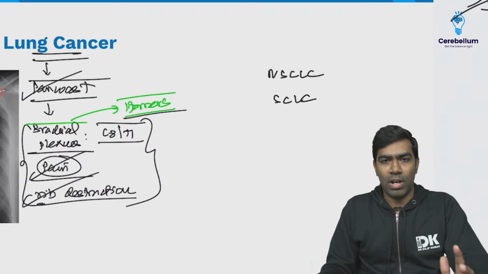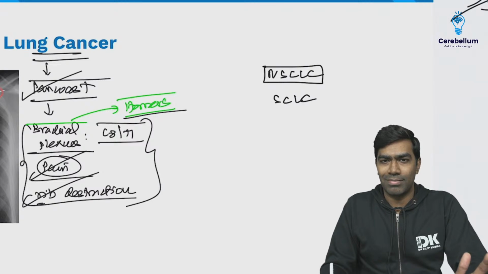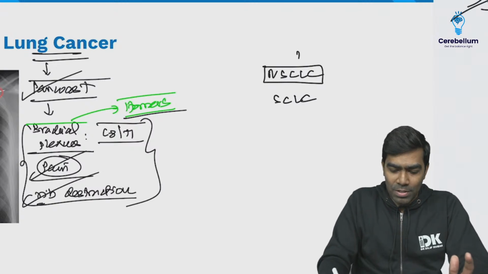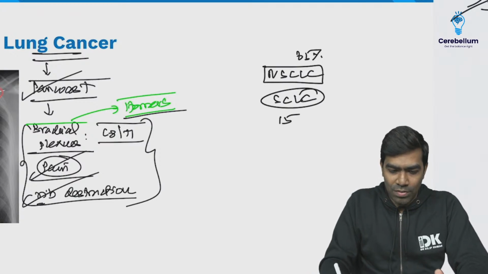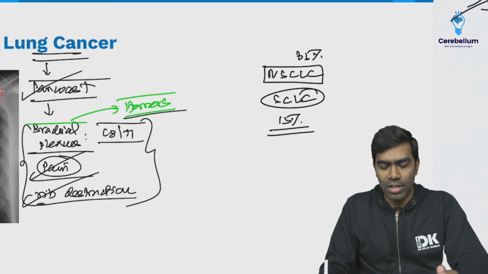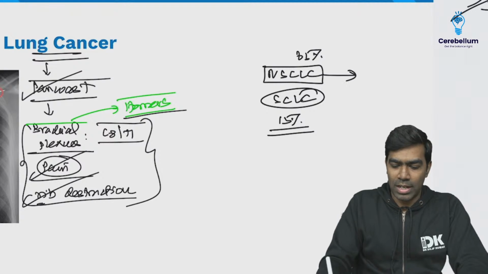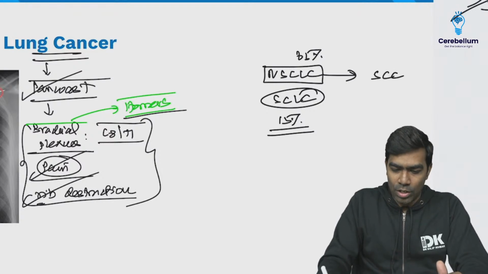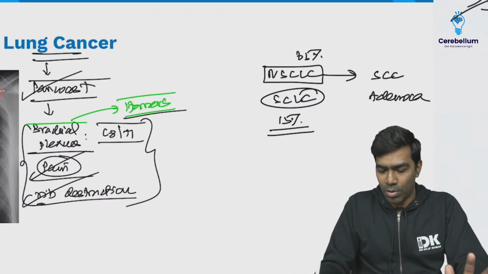Which is more common? Of course, the non-small cell lung cancer variety is going to be the most common. Almost 85% of the lung cancers will be non-small cell type. Small cell lung cancer will be usually 15%. It's not common, but plenty of paraneoplastic syndromes will occur with small cell lung cancer compared to non-small cell lung cancer. So among the non-small cell lung cancer, you are going to have squamous cell cancer, you are going to have adenocarcinoma. You have plenty of other types also, but these two are very important for exams.